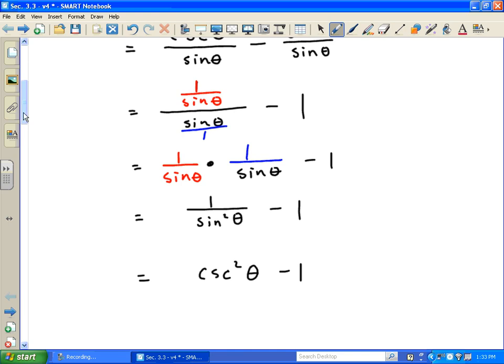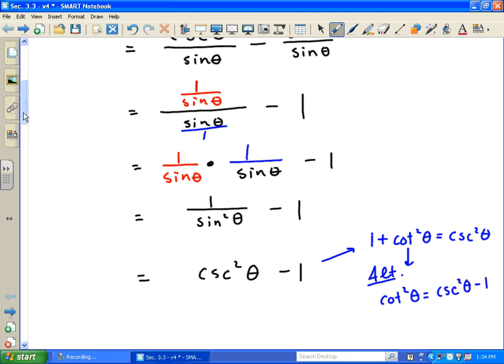Okay, now at this point, cosecant squared of theta minus 1 reminds me of a Pythagorean identity. The Pythagorean identity is that 1 plus cotangent squared of theta equals cosecant squared of theta. However, we need to use an alternate form. One of the alternate forms for this identity is that cotangent squared of theta equals cosecant squared of theta minus 1. We see that what we have is the right-hand side. We can substitute in the left-hand side.